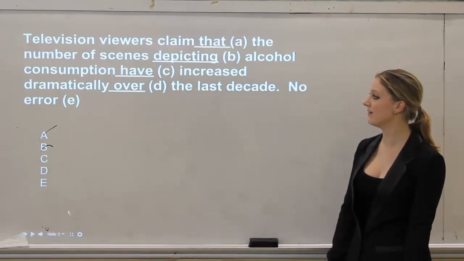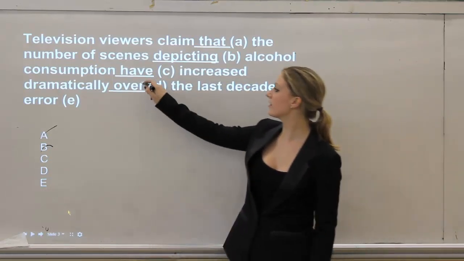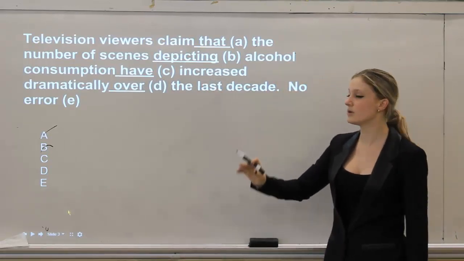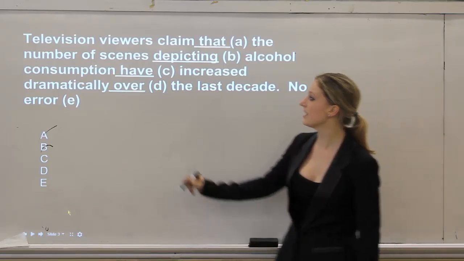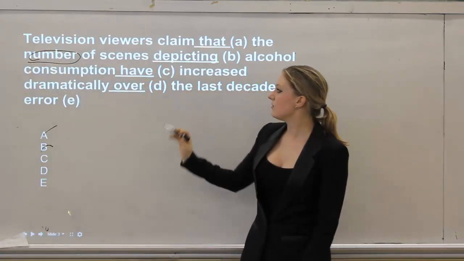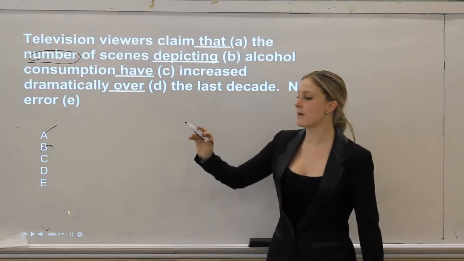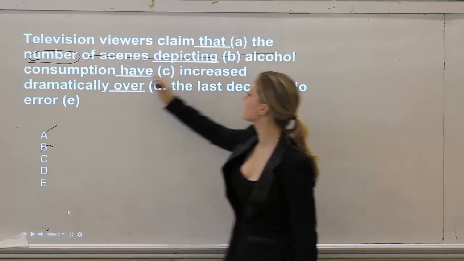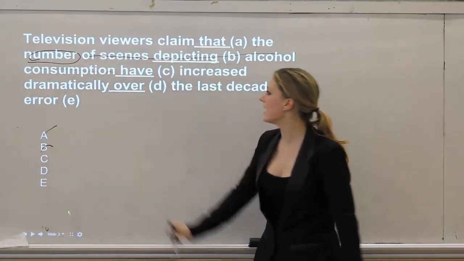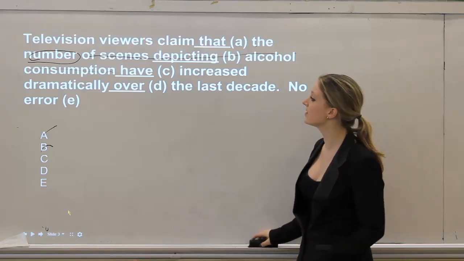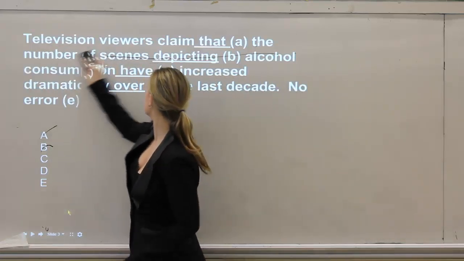Alcohol consumption have increased. Now, have increased sounds good when you just read it like that. But what you want to see is what's doing the increasing. What's doing the increasing is the number. If you get confused, take out any prepositional phrases starting with of. So when you take out of scenes depicting alcohol consumption, you see that number have isn't grammatically correct. It should be number has. So that's why C is going to be the right answer here.